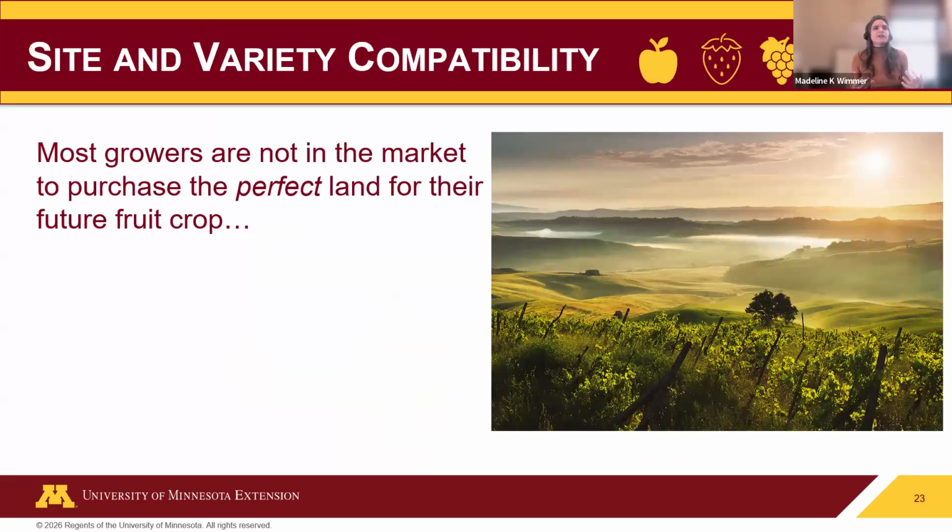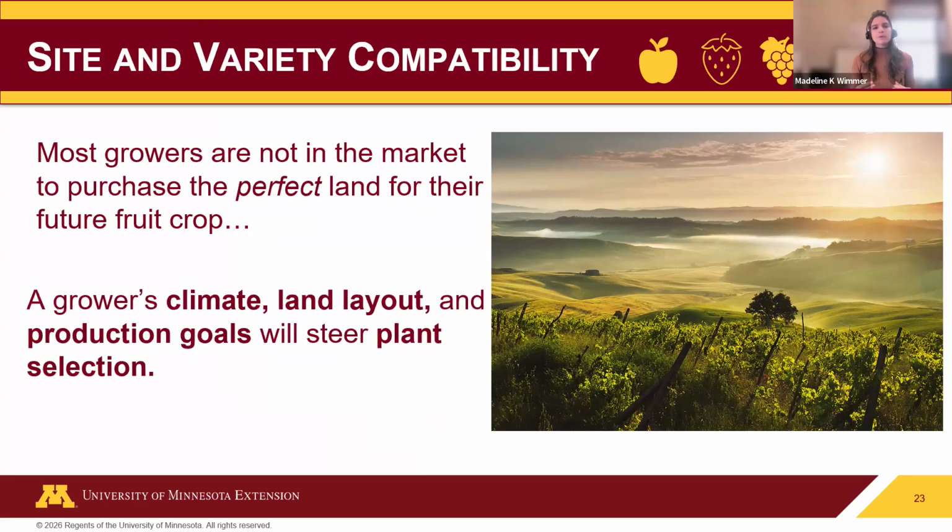And then just to mention again, most of us, especially considering this talk here, already have your site selected. So again, most people are not in the market to find the perfect land. So it's really important to think about finding a crop that's going to work with your land so you're not fighting that the whole time that you have it.